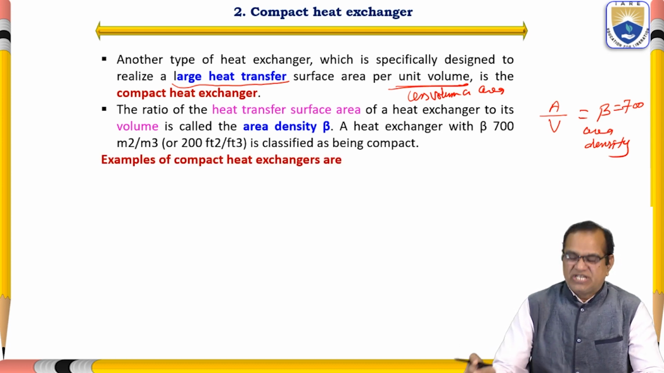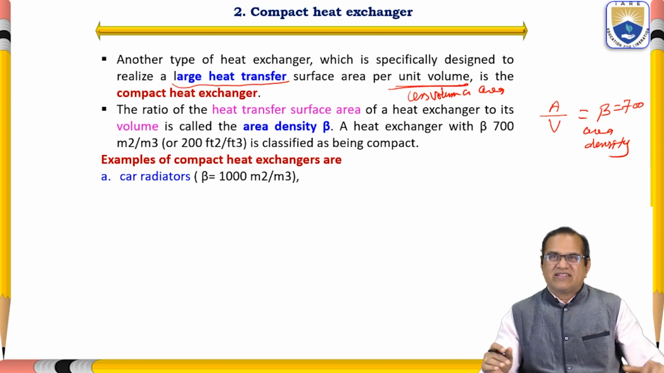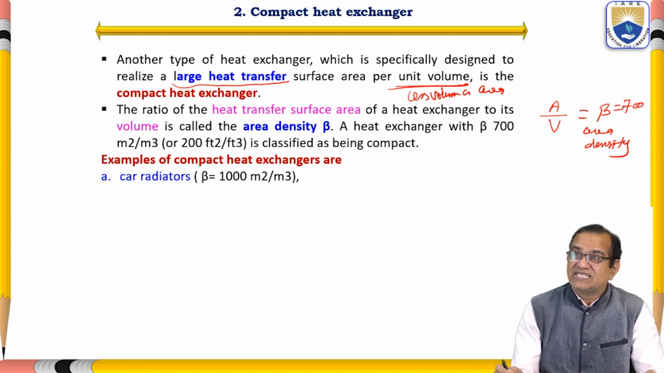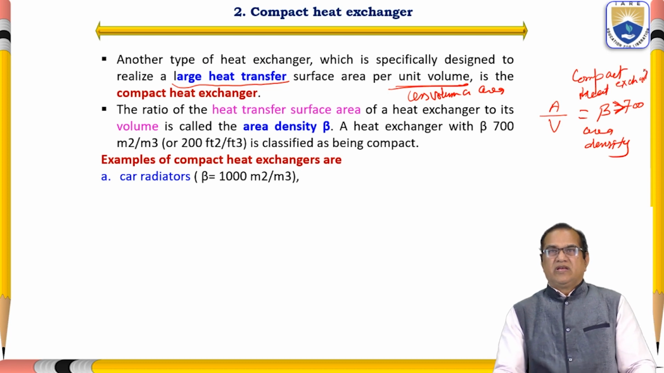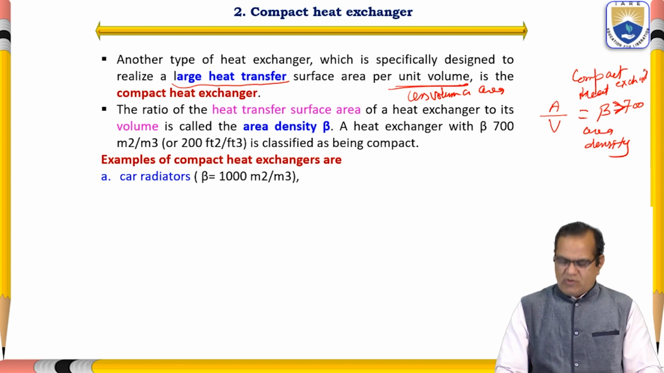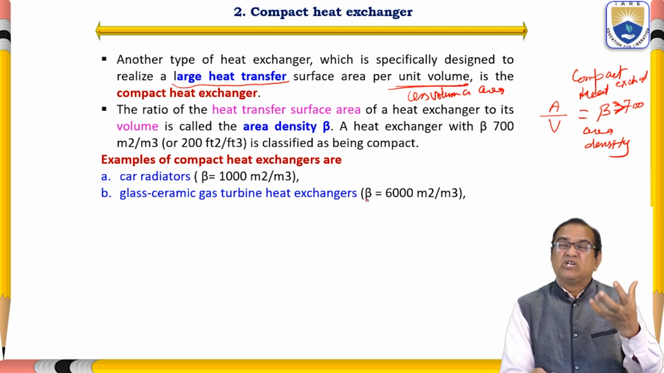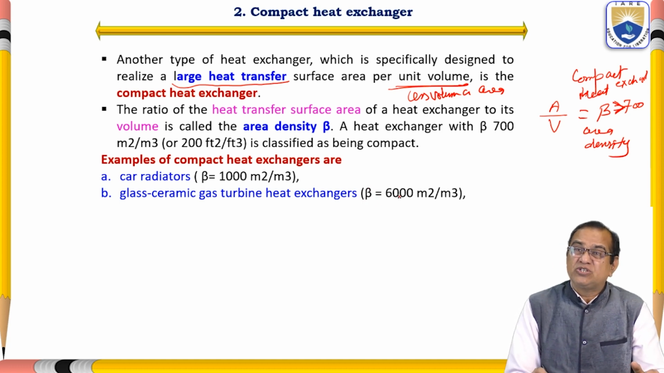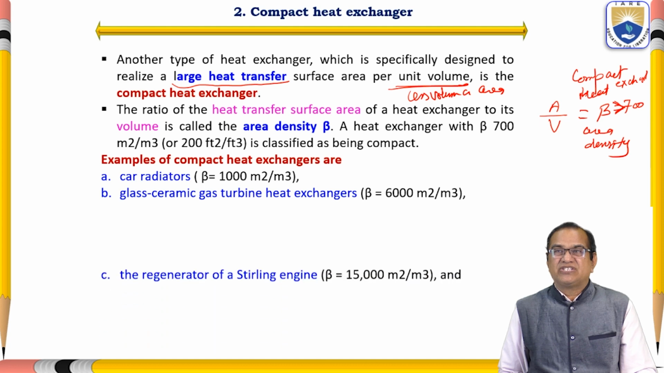Examples of compact heat exchangers are car radiators. You might have seen the car radiator in front of the engine, the small radiators there. Their beta is about 1000 meter square per meter cube. So if beta is greater than 700, then it is called compact. Another is the glass ceramic gas turbine heat exchanger. In the turbine we use the heat exchanger because this should not heat up the turbine. Here beta is equal to 6000, very high. So it is very compact.